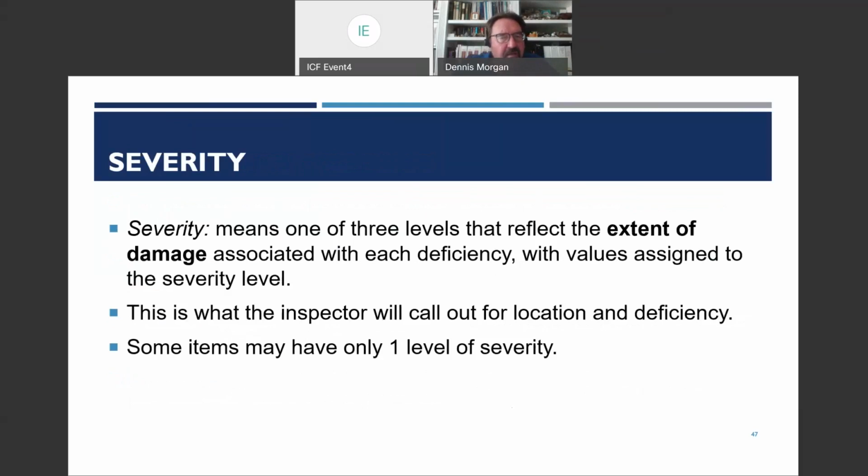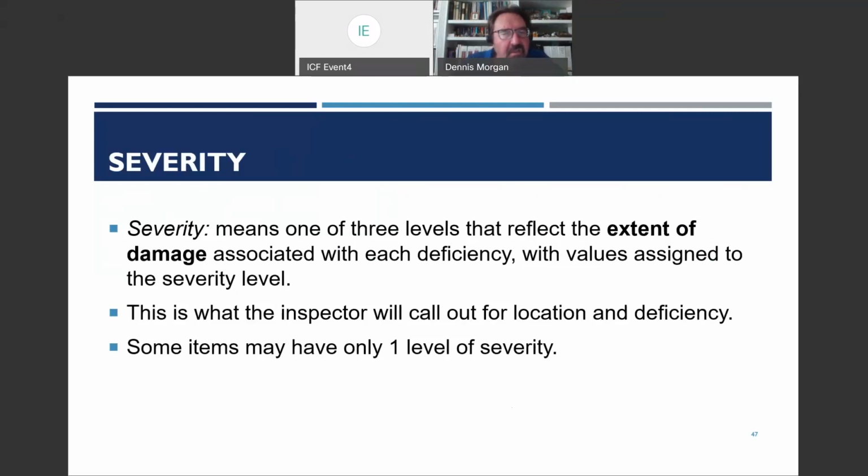Severity. This is what the inspector calls out. He's going to call out whether it's a 3, a 2, or a 1. Some items have multiple severities, so it might have a 1, 2, or 3. So for example, I'm now looking at a roof, and it's based on the number of squares of missing shingles. Less than 1 will be a level 1, 1 to 2 takes me up to a 2, over 2 takes me up to a level 3. So it's the extent of the damage. I'm looking at a stove, and I have 1 burner out, that takes me to a level 2; 2 or more burners out takes me to a level 3.